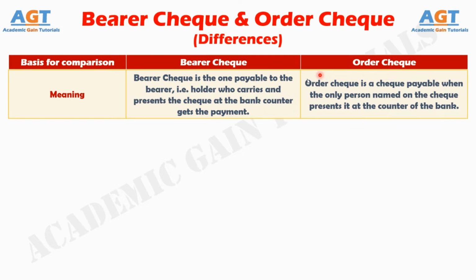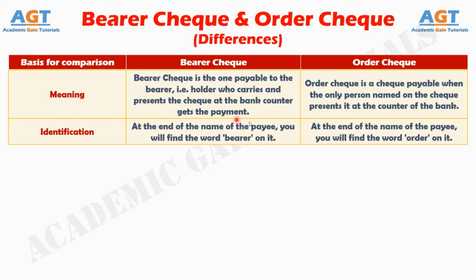Difference number 1, a bearer check is one that can be encashed by any person who presents the same at the counter of the bank for payment. But, an order check is one which is payable to the payee or any other person to whom the payee authorizes.